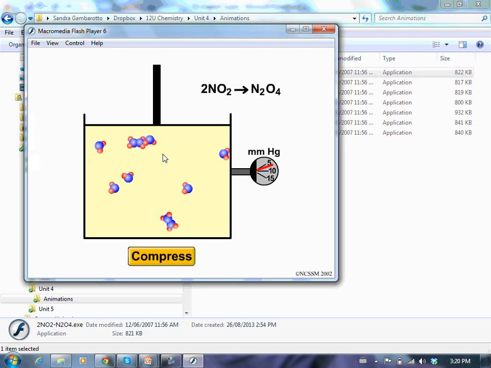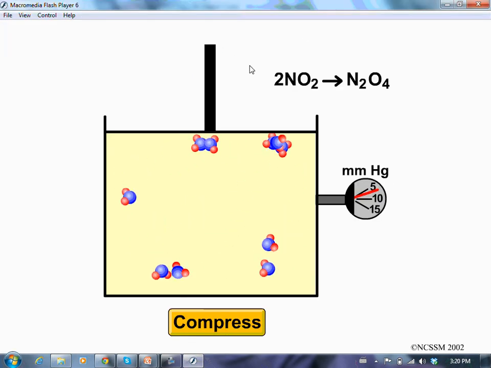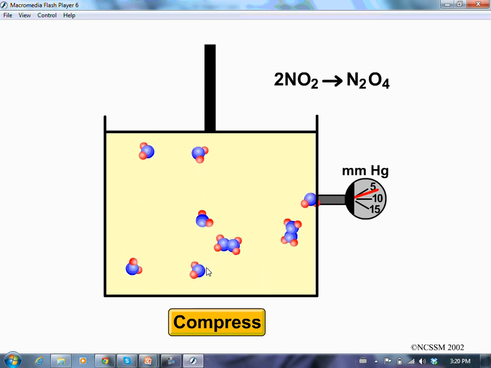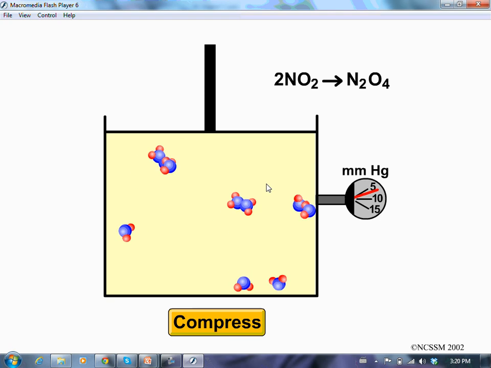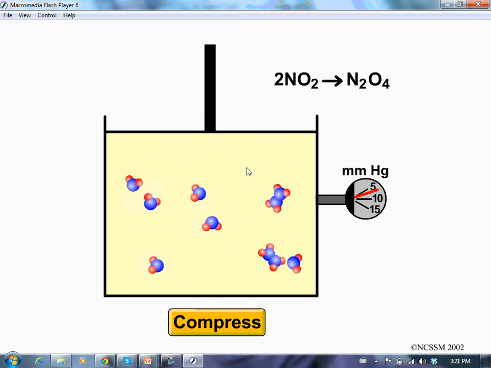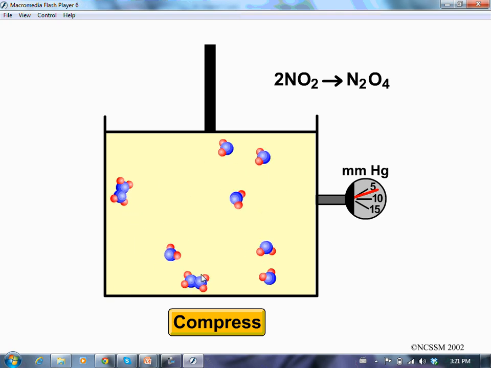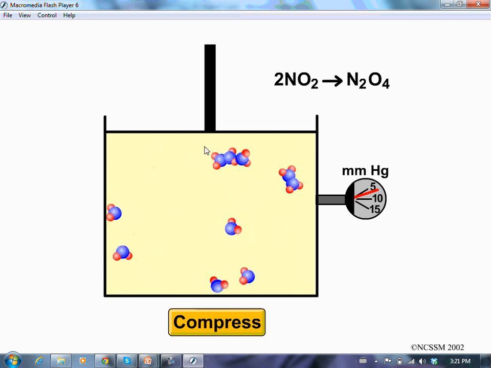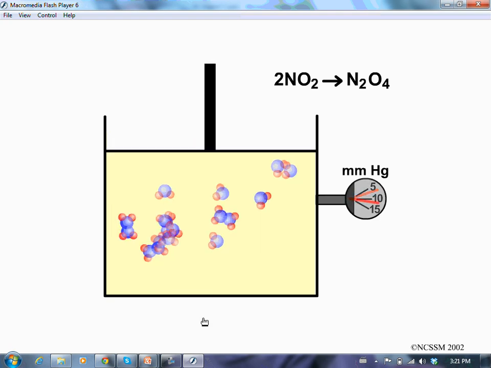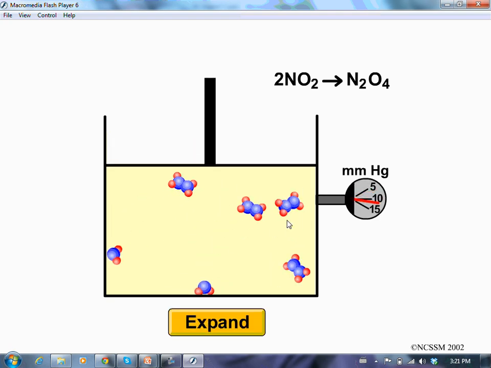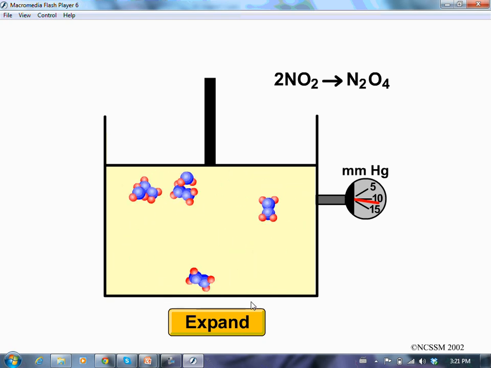Here we go. So here's this video. I'm at a certain pressure here. What I'm going to do is compress. So I'm decreasing the volume and at the same time increasing the pressure. Watch what happens to my molecules. Right now, if you take a look, I've got many, many NO2 molecules, and I've only got 2 molecules of N2O4. When I compress it, I'm going to make more molecules of N2O4, because in the long run that gives me fewer molecules, and that decreases the pressure of the system.